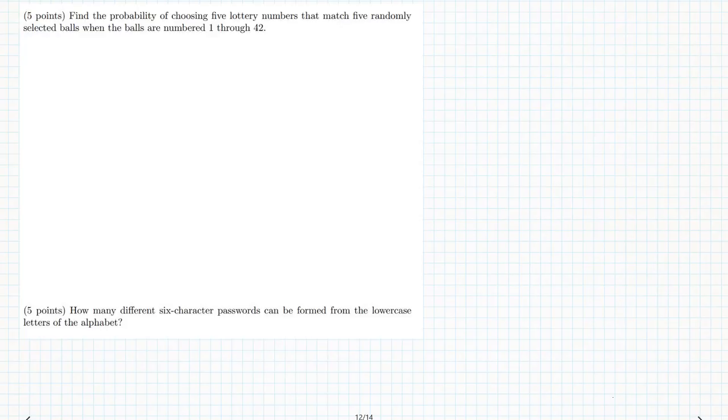So then, next we'll go into another probability problem and calculating with permutations and combinations. Find the probability of choosing 5 lottery numbers that match 5 randomly selected balls when the balls are numbered 1 through 42.